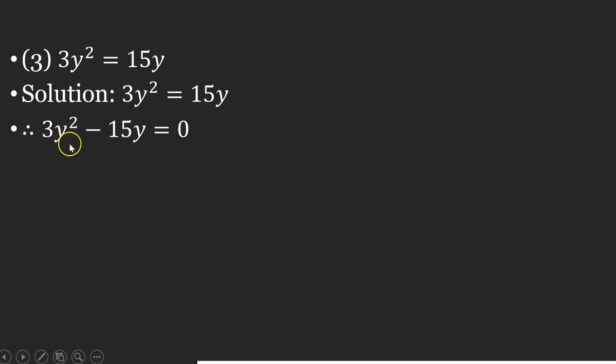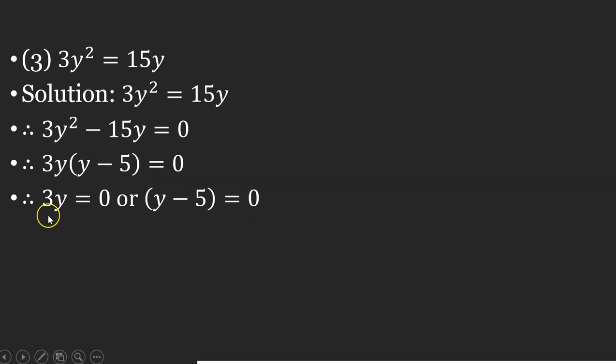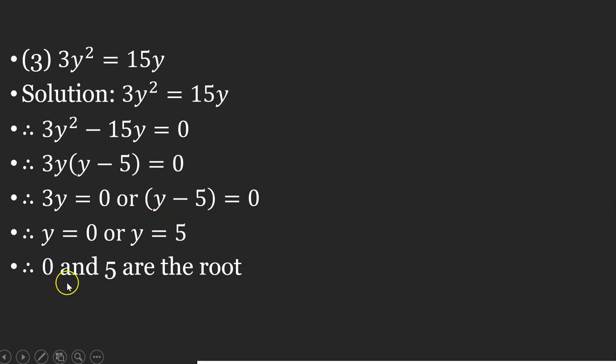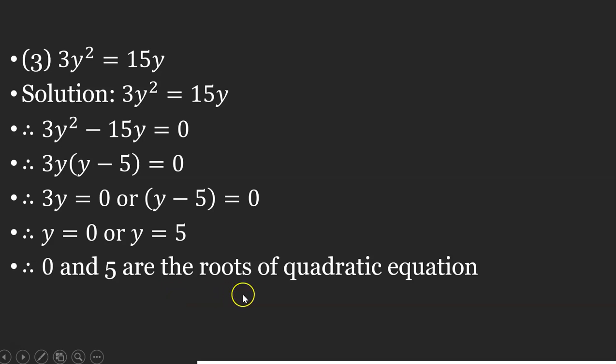Again we will take the y common from these two terms. Therefore what is the overall common? Overall common is a 3y. See this here, 3y. In bracket you will get y minus 5 and that's equals to 0. मग पुन्हा नेहमीप्रमाणे आपण 3y is equals to 0 or y minus 5 is equals to 0. Therefore y is equals to 0 or y is equals to 5. And therefore 0 and 5 are the roots of quadratic equation. Next बघूया.